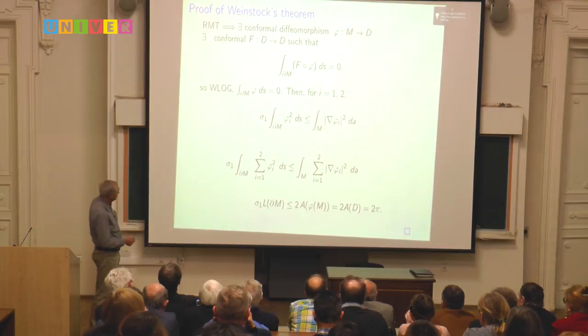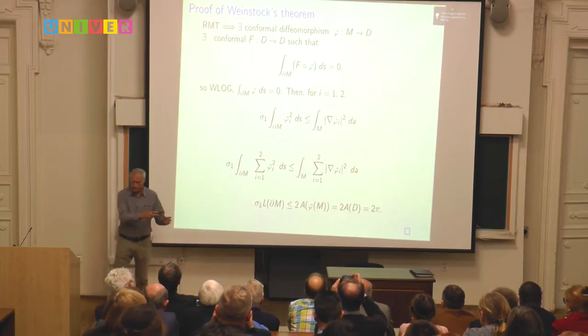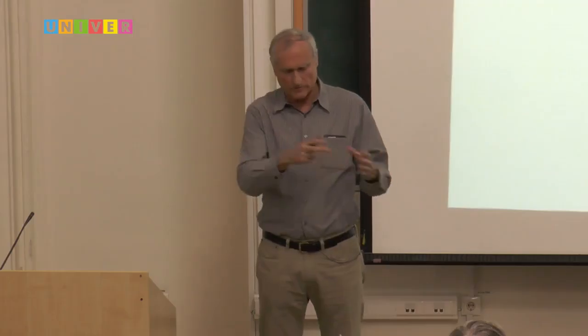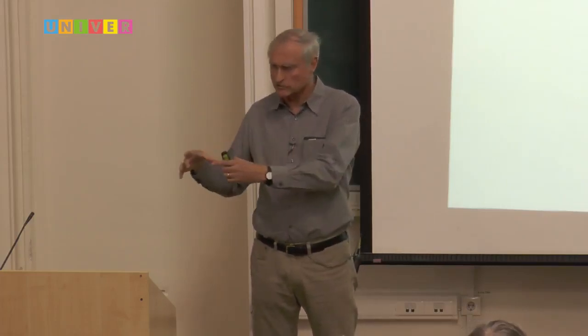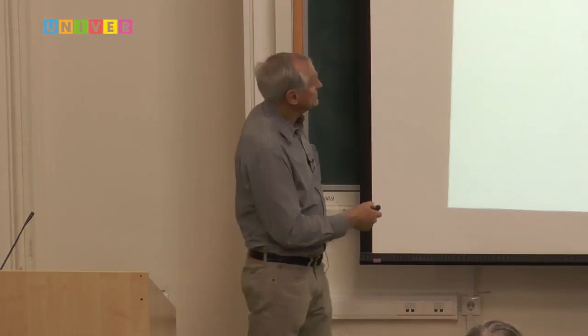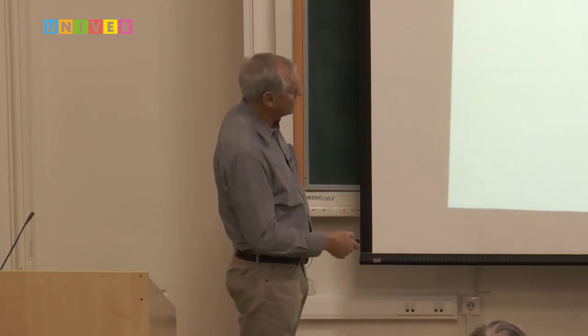And then when we sum it up, i equals 1 to 2, on the left-hand side, because the map takes the original disk diffeomorphically to the unit disk, the boundary circle goes to the unit circle. And so the sum of phi_i squared on the left is 1. And so the left-hand side is sigma 1 times the length of the boundary.